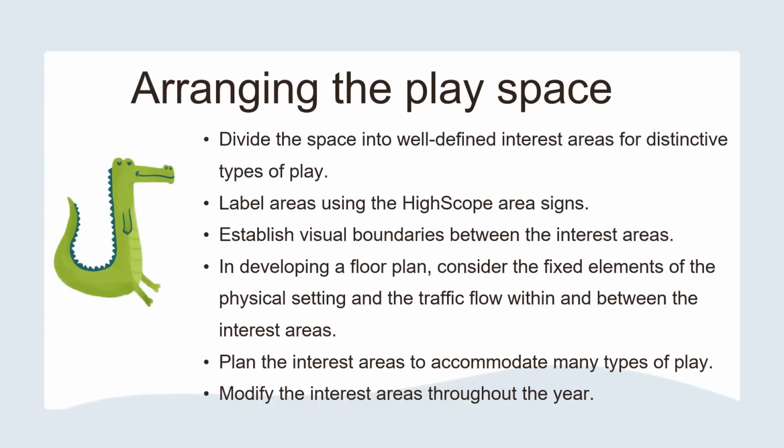Arranging the play space. Divide the space into well-defined interest areas for distinctive types of play. Label areas using the High Scope area signs. Establish visual boundaries between the interest areas. In developing a floor plan, consider the fixed elements of the physical setting and the traffic flow within and between the interest areas. Plan the interest areas to accommodate many types of play, and modify the interest areas throughout the year.